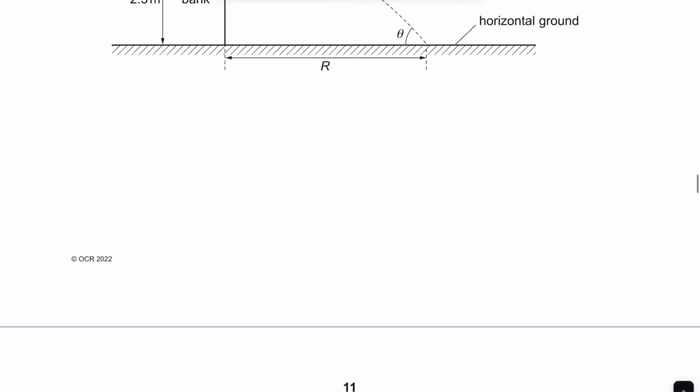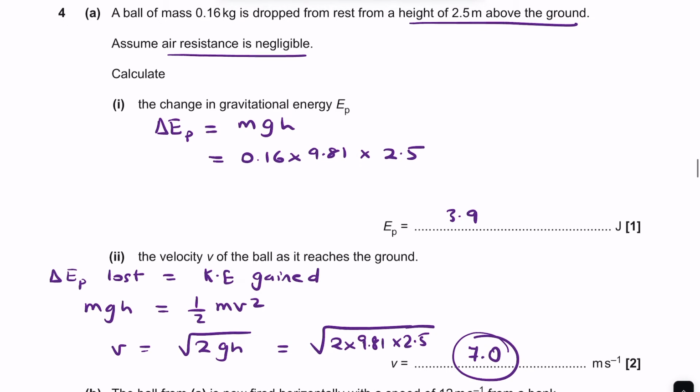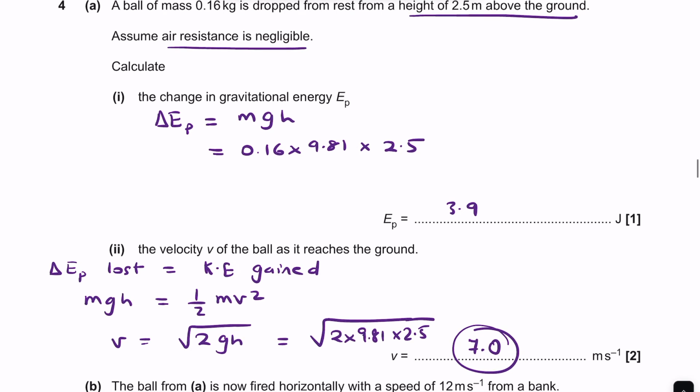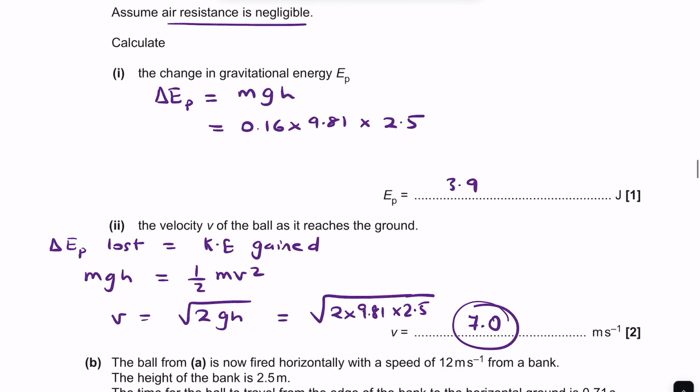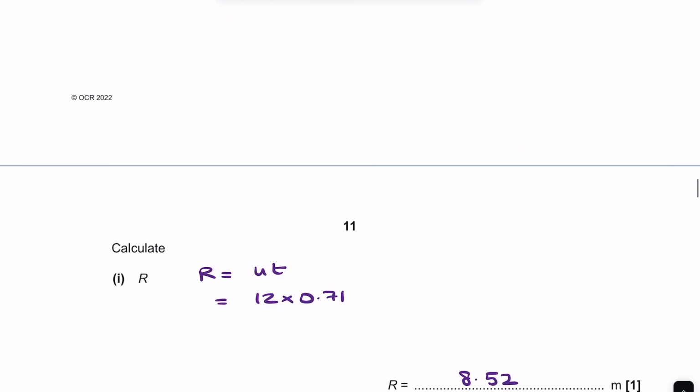So this is a horizontal projectile, however, the ball was falling down, and therefore it will have a vertical component as well, which we calculated here. So let's move on to the next part now.